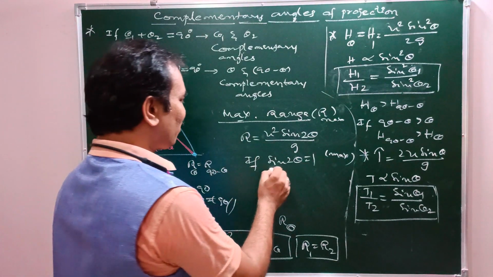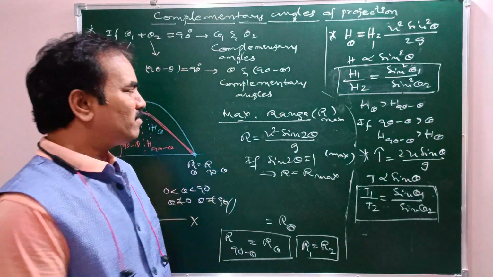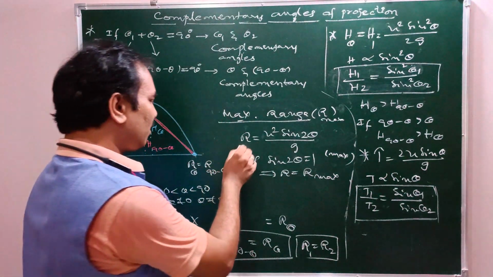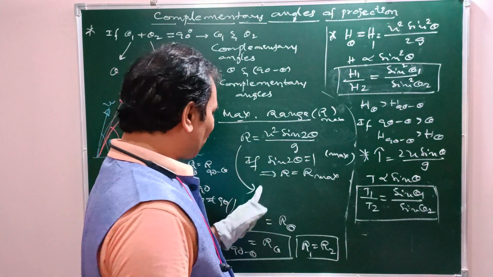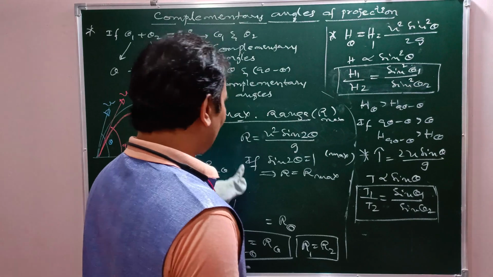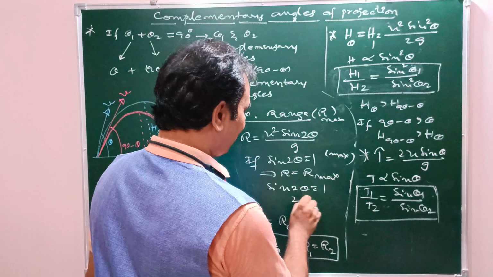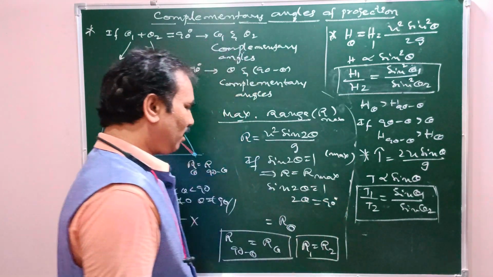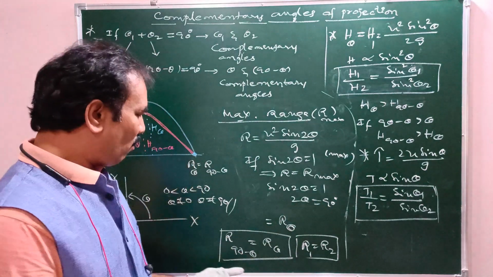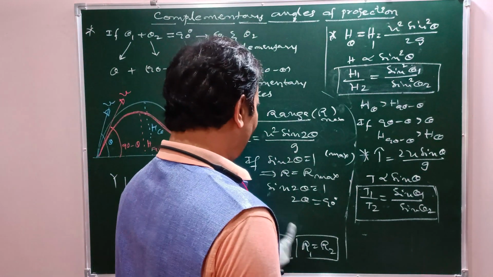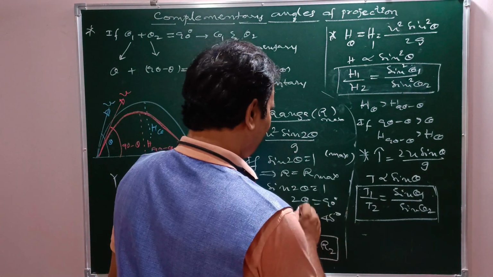Then R becomes R max. Now sine 2 theta equal to 1 means 2 theta must be 90 degrees. Why? Because sin 90 equals 1. So 2 theta becomes equal to 90. What about theta here? Theta must be equal to 45. That is, theta is 45.